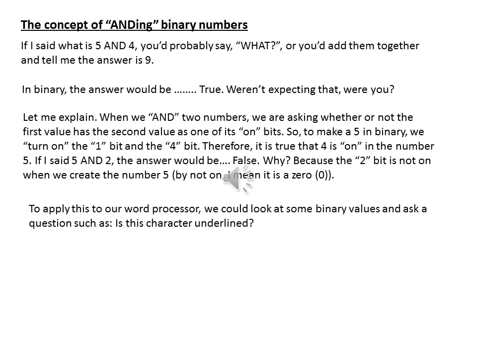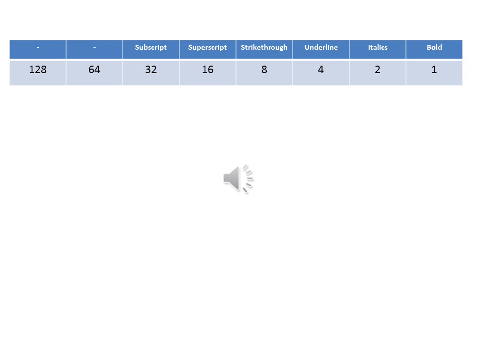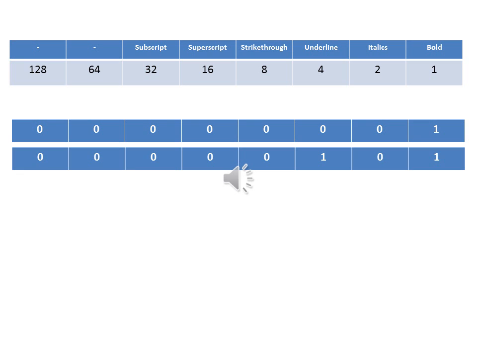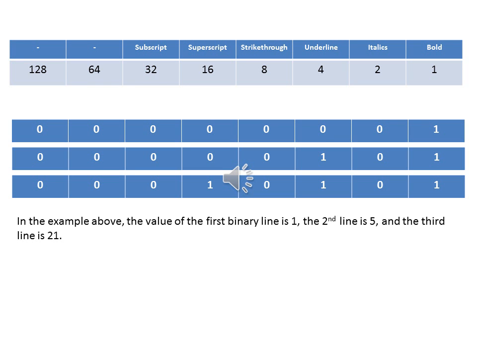To apply this to our word processor, we could look at some binary values and ask a question such as, is this character underlined? Using the example from the previous slide, underline is the number 4. So if we looked at the following binary strings that represent formats in our example, we would really ask if their values had the 4 bit turned on, or is the value AND 4. So again, here is our chart showing the binary values and their corresponding formatting. The 3 rows you see below are the values from the previous slide. So in the first line you'll see that the only formatting we have is bold, which means that the 1 bit is turned on. So if I said 1 AND 4, the answer would be false.